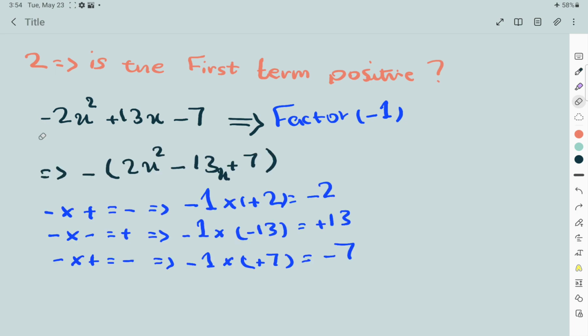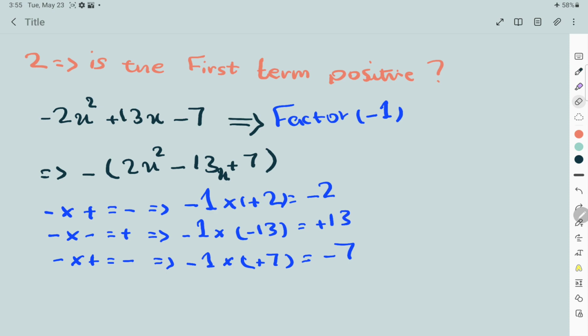After we factor out -1 from this equation, we have a -1 out in front of our parenthesis, and in the parenthesis, all of these numbers' signs will change. If it is negative, it would become positive. If it is positive, it would become negative. And if it's negative, it would become positive.